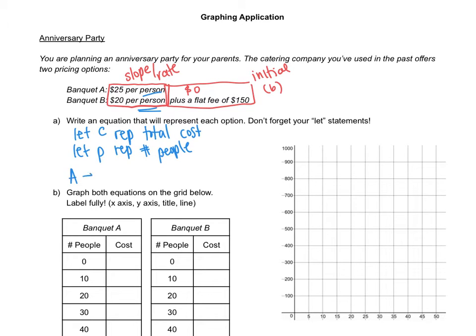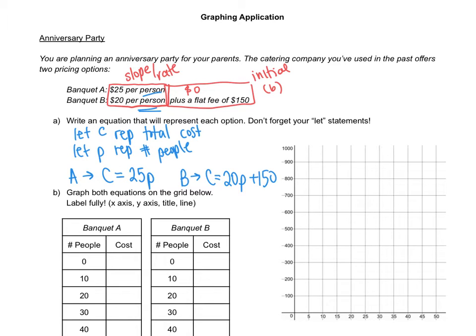So for option A, the cost is equal to $25 per person. So if I have P people, I'm going to multiply 25 by P, and then there's no initial value, so technically I'm adding 0, which I don't need to show. And then for option B, the cost is $20 per person, so $20 times the number of people. But then you have to remember to add on that 150 on top of that for that flat rate.